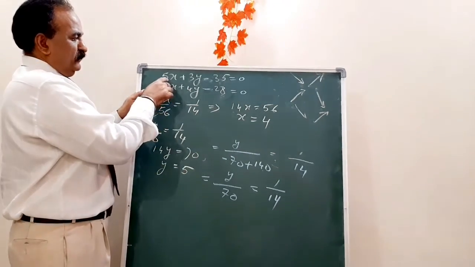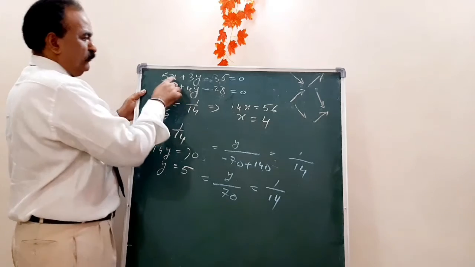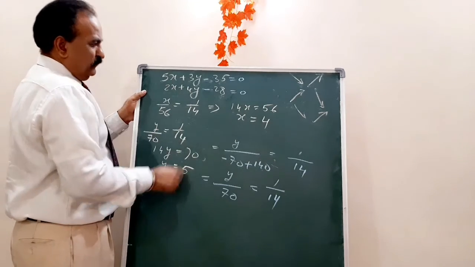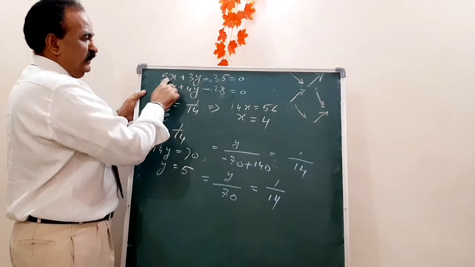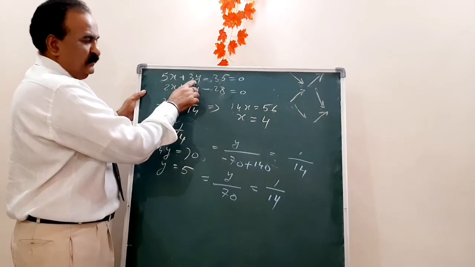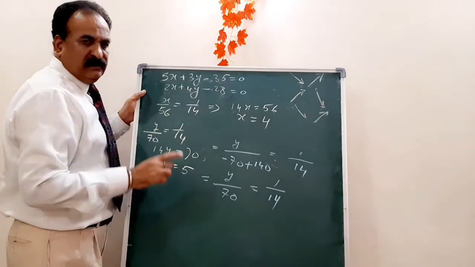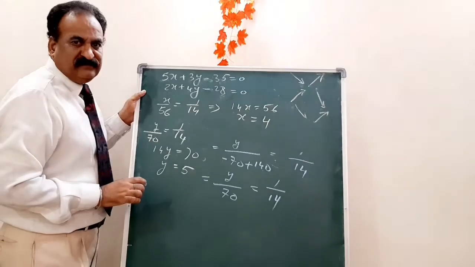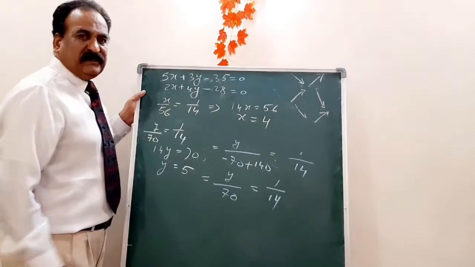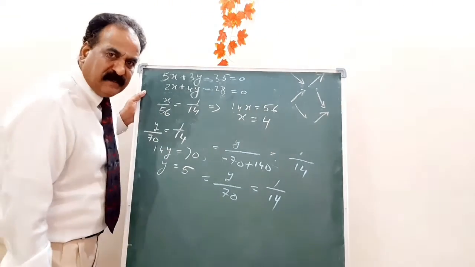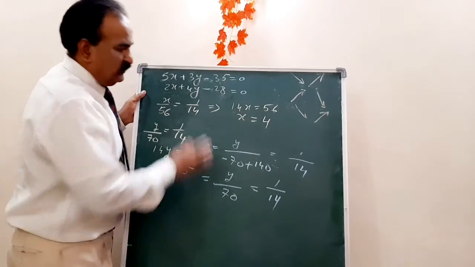Let us check. You can put here x equal to 4. 4 fives are 20. 5 threes are 15. 20 plus 15, 35. 35 minus 35, 0. It means your answer is right. This is called the cross multiplication method. I hope this is clear to you. Very good. Now one more question.